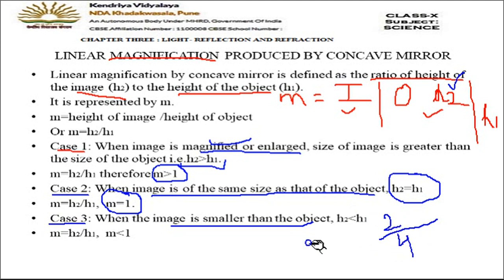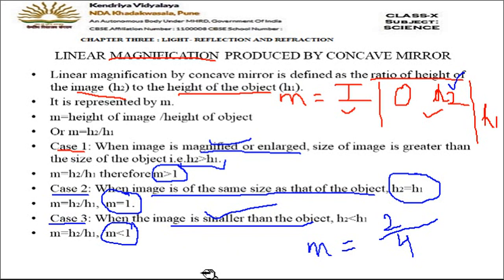So what will happen, whatever value of M you get here, will it be more than 1 or less than 1, children? Naturally, when you divide this, you will get a value less than 1. If in numericals you get the value of M less than 1, that means the image is small in size than the height of the object.